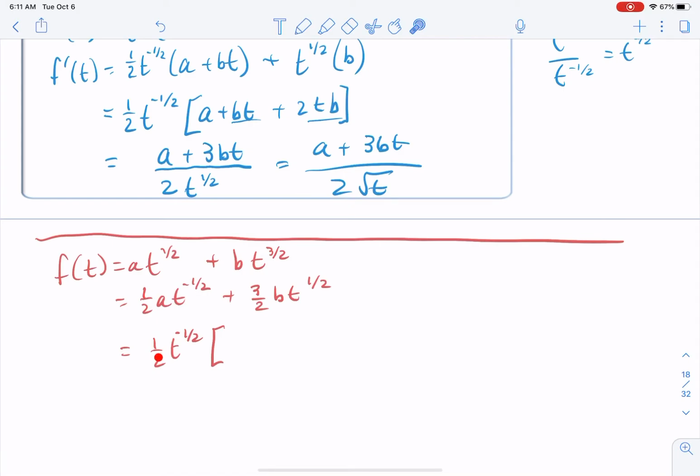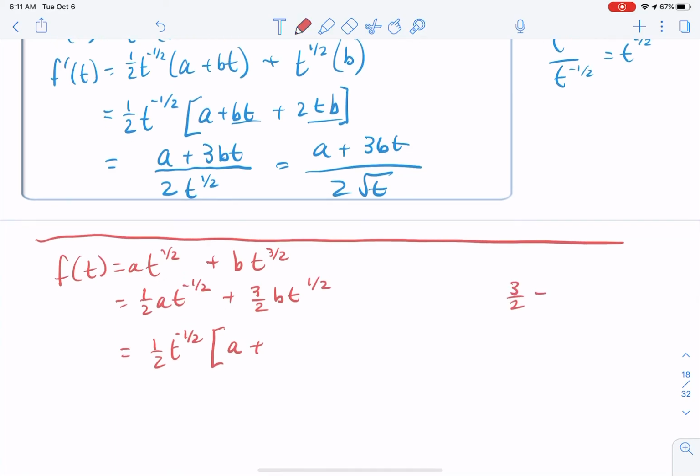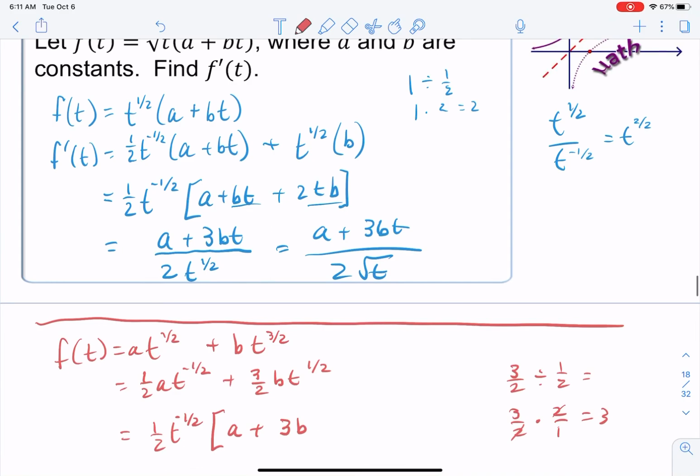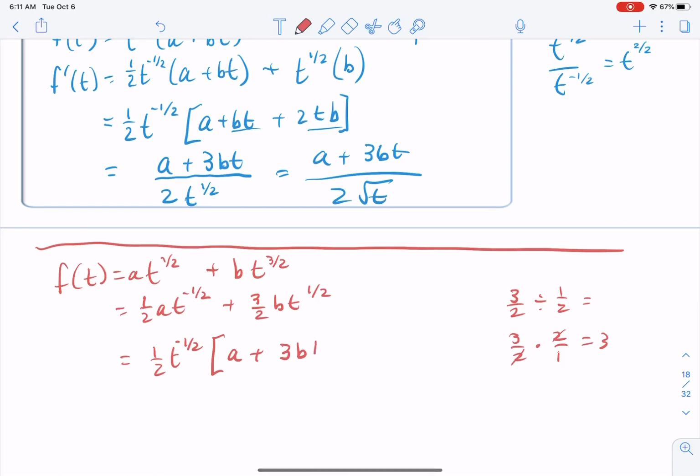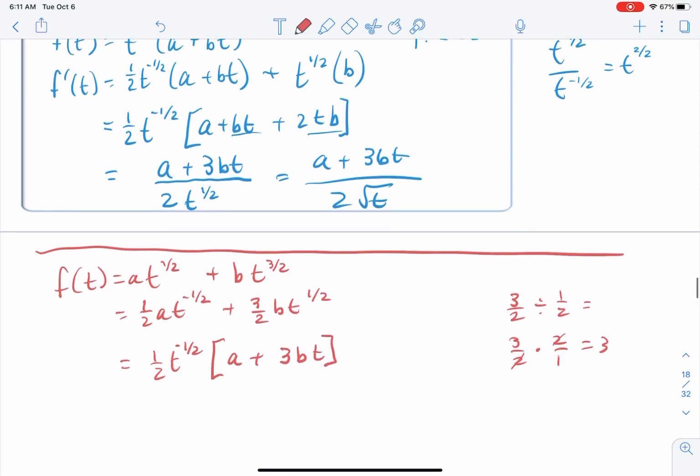The 1/2 divided by 1/2 is 1, and then I'll have an a left over, and then the t to the 1/2 will cancel out. So there's the a. Plus, you take 3/2 and you divide out 1/2, you get 3. What? You don't believe me? 3/2 divided by 1/2 is equal to 3/2 times 2 over 1. Yeah, it's totally 3. 3b, and then I think we've already done this division. It's right here. T to the 1/2 divided by t to the negative 1/2 is t to the 2/2, or just, t.